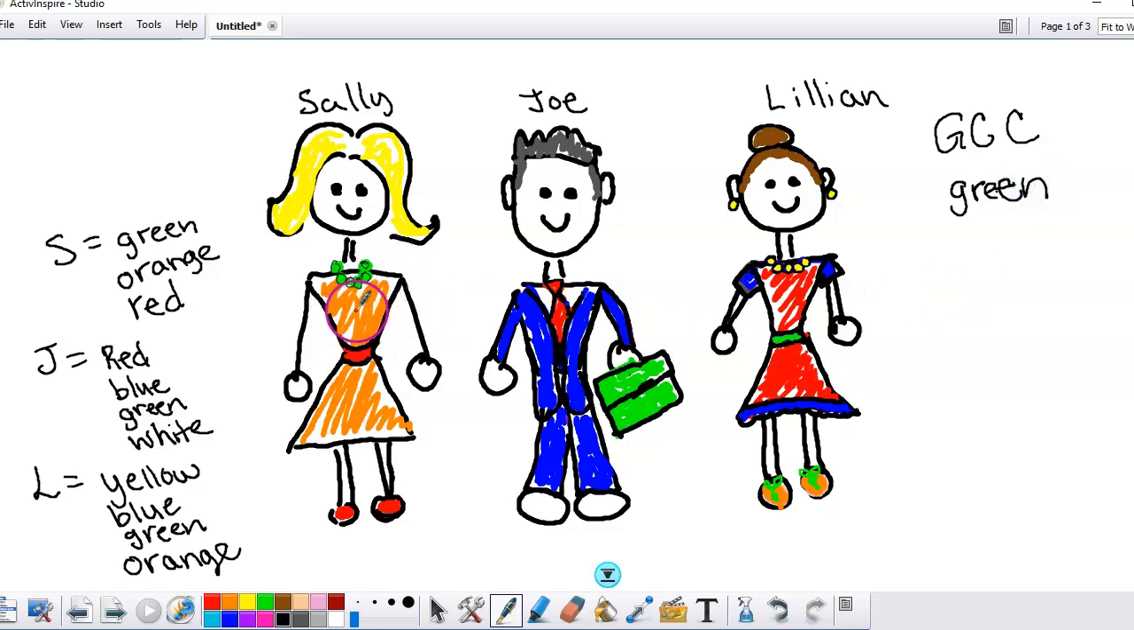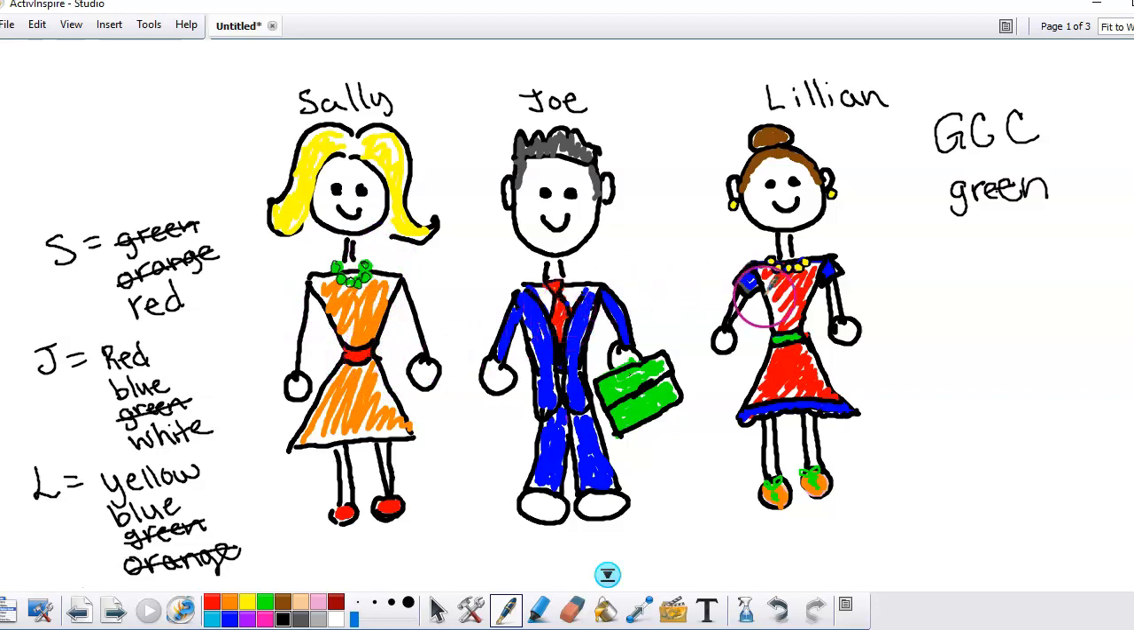Sally has orange. Lillian has orange, but Joe does not have orange. So though two of them have orange, orange is not common to all three people. See, I wrote down green, so I'm going to cross it out because I get confused easily. I want to keep everything simplified. So I considered the orange. Though Sally has it and Lillian has it, Joe does not have it, so it cannot go under my list of greatest common colors.